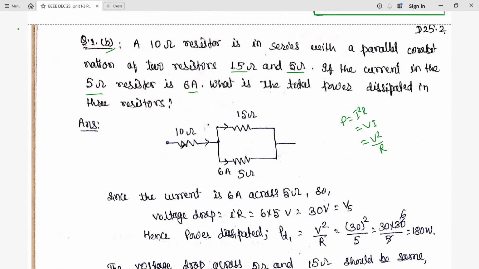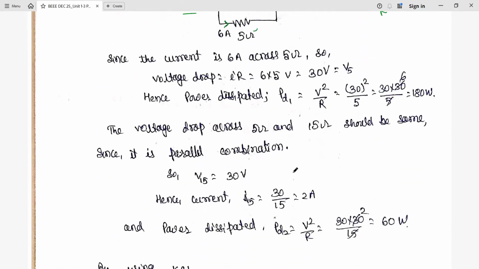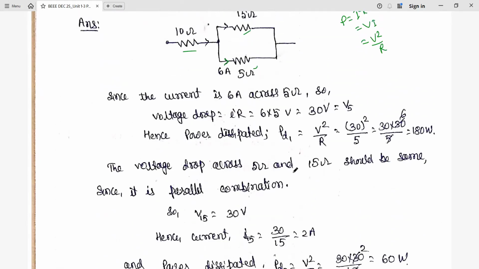So as per the given situation, the diagram will look like this. Here we have a 10 ohm resistance, and a parallel combination of 15 ohm and 5 ohm, and the current across the 5 ohm is how much? 6 amperes. So what will be the voltage drop across this 5 ohm? That is I times R. So that is being calculated here.